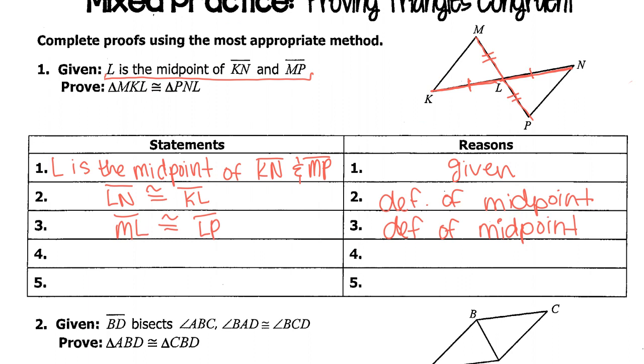We also know that we have the kissing angles, which are the vertical angles, and we know those are congruent. So we have angle MLK is congruent to angle NLP. And how do we know that? And you can just put vertical angles. So lastly, we know that triangles MKL and PNL are congruent by side, angle, side.